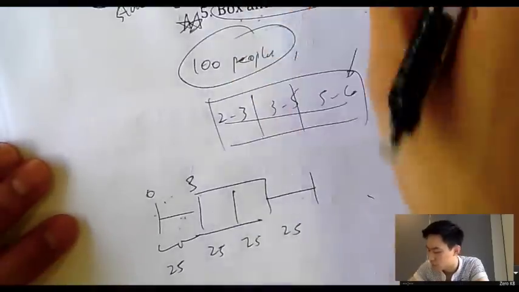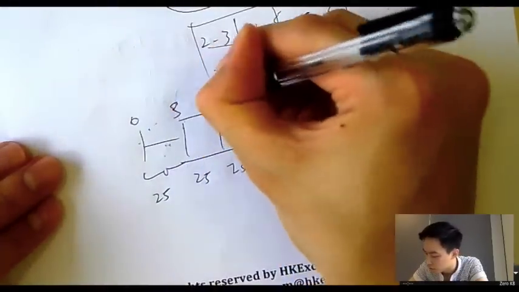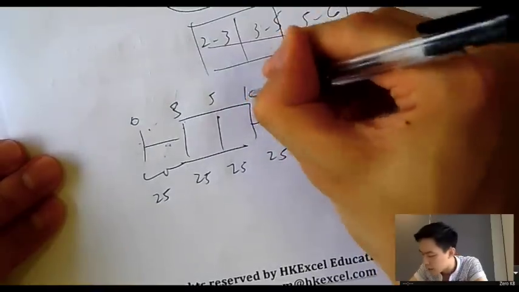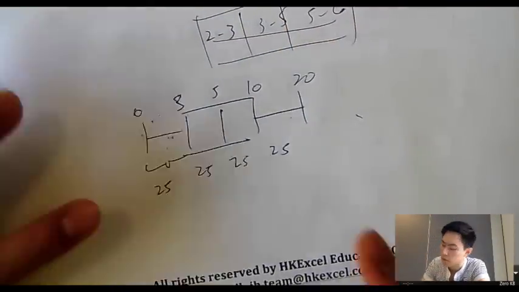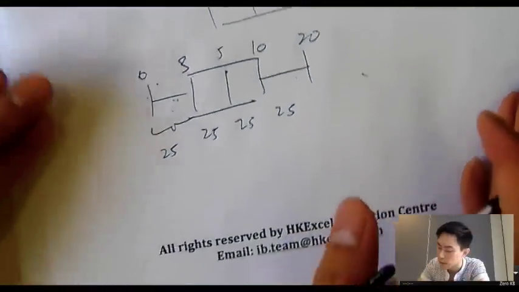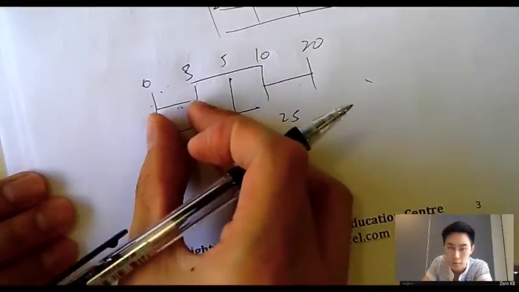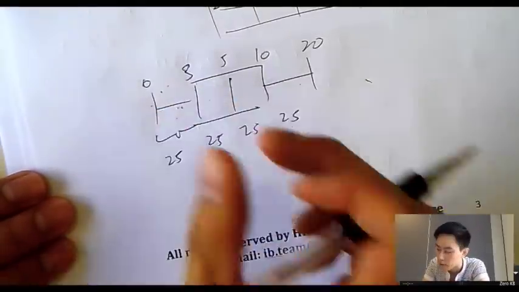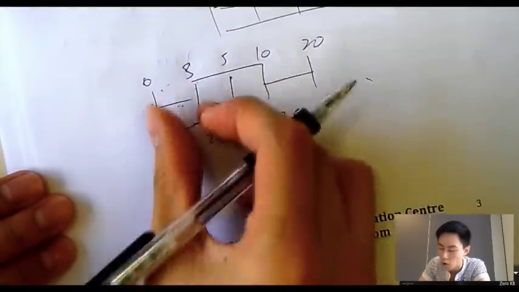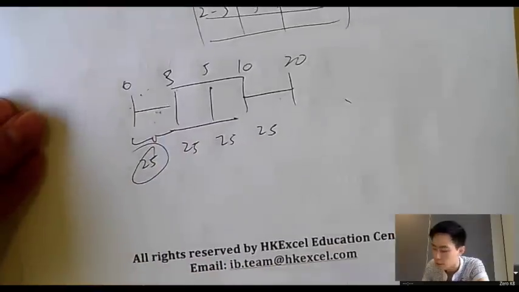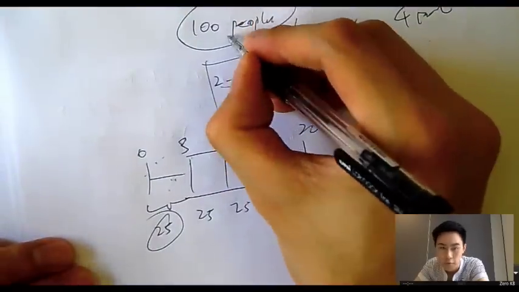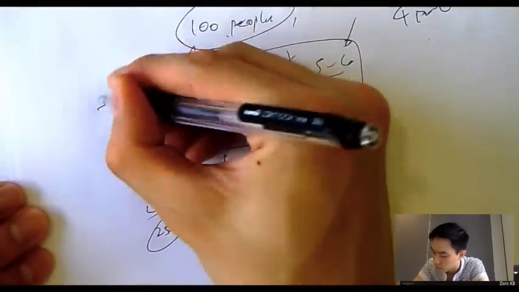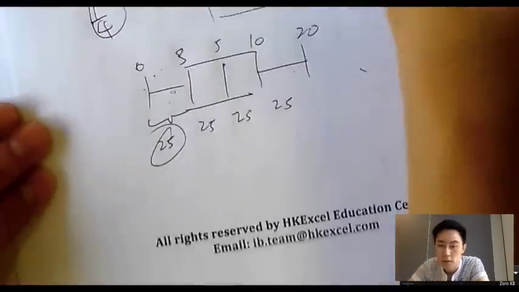And then also 3 to 5, and then 5 to maybe 10, and for this one it is 20. So it can be any number, which is why sometimes the length can be short, sometimes long. But this whole box, one part, means 25 people, one quarter of the total number. So this is the key concept.